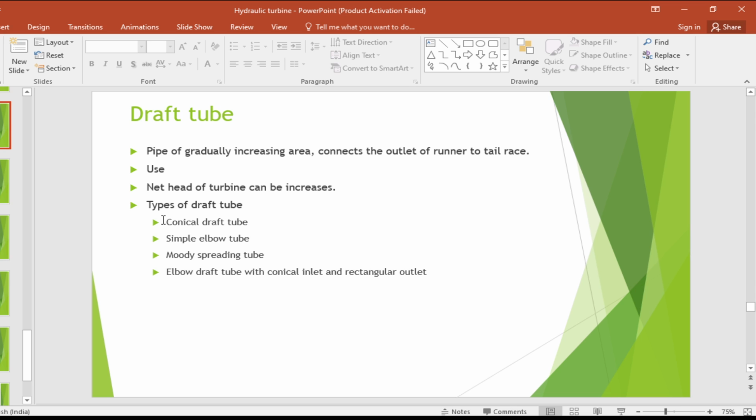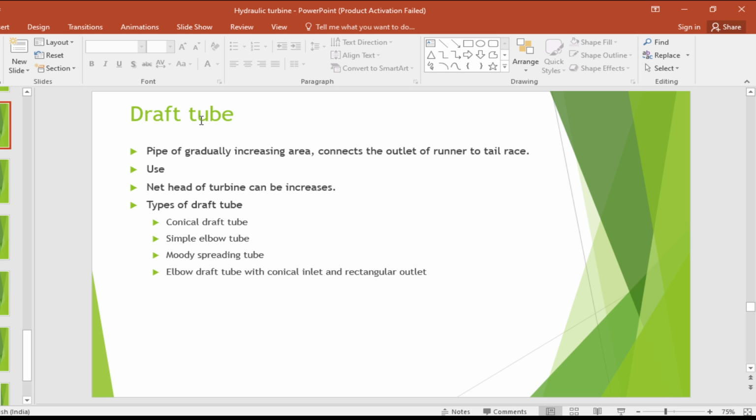So draft tube, generally the definition of draft tube we are familiar with. Again, I am repeating, the draft tube is nothing but a pipe of gradually increasing area which connects the outlet of runner to the tail race. That pipe is called as draft tube.